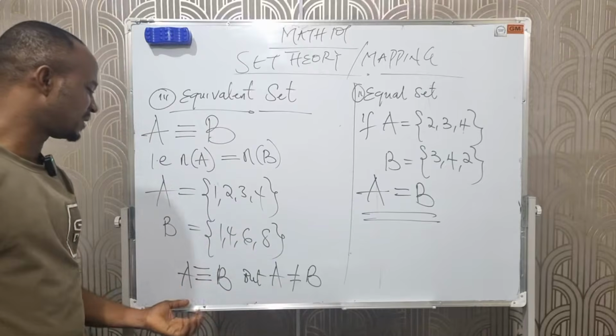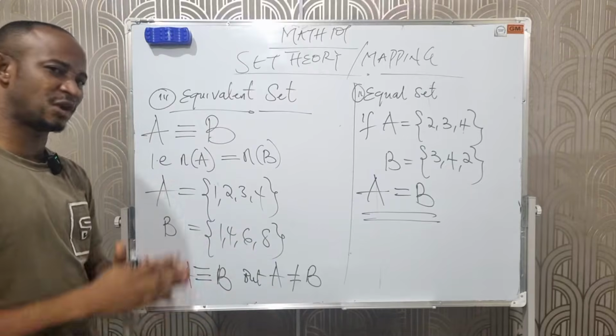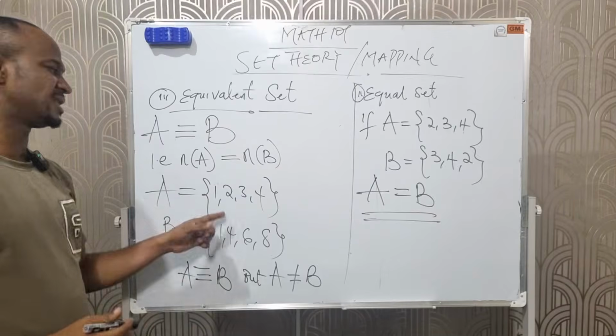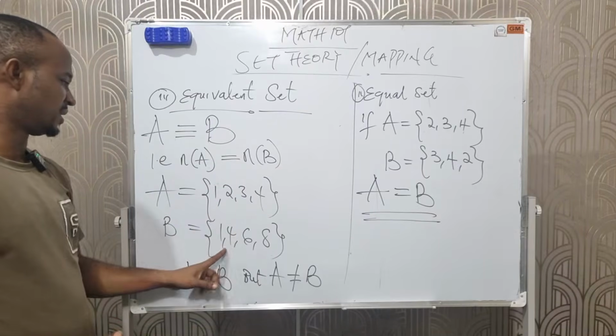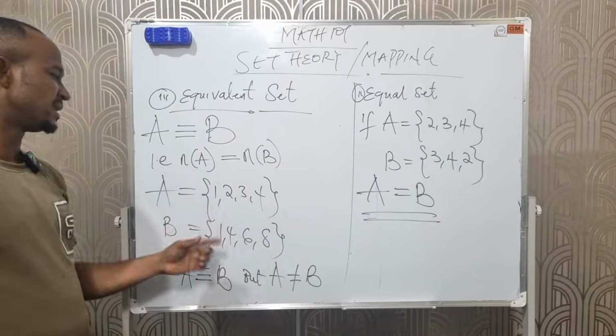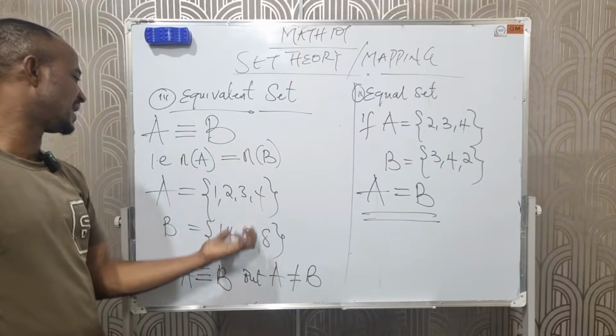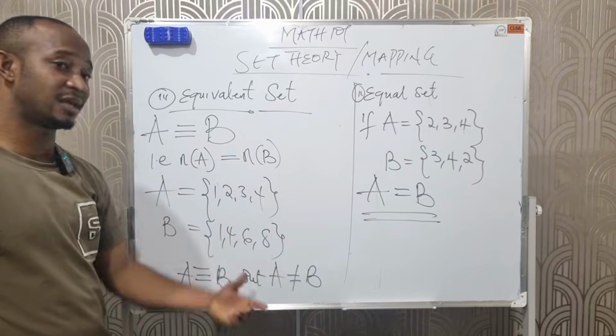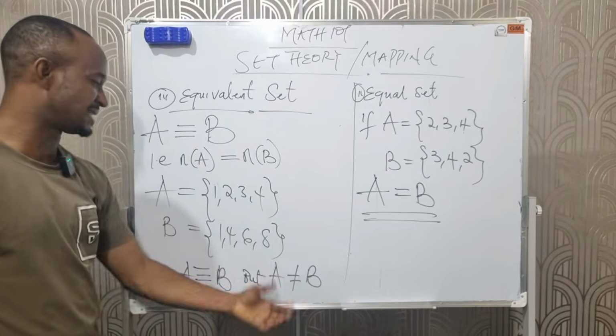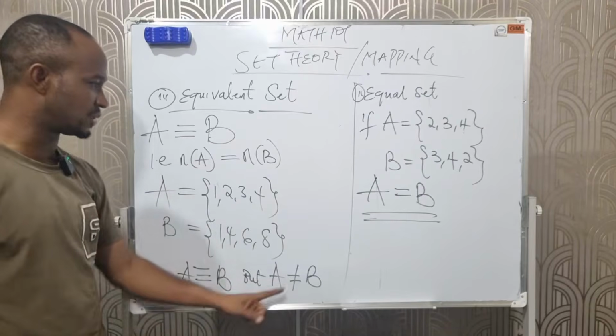Don't forget that set A is equivalent to set B, but set A is not equal to set B. Why do we say sets A and B are equivalent? Because they have the same number of elements. The number of elements here is 4, and this is also 4. But the elements found in A are not the same elements found in B. So we cannot say that sets A and B are equal. It means set A is not equal to set B.